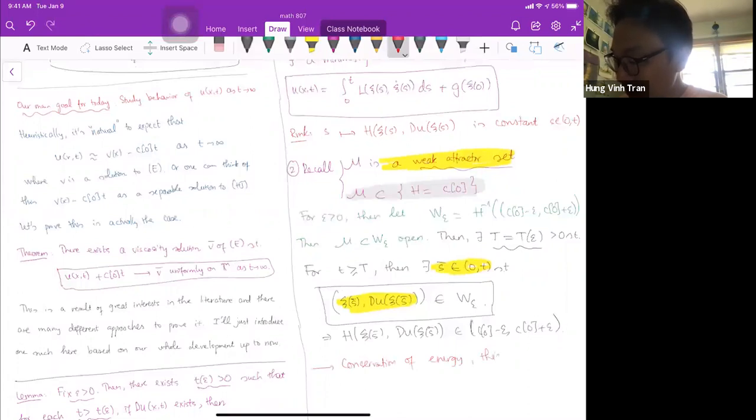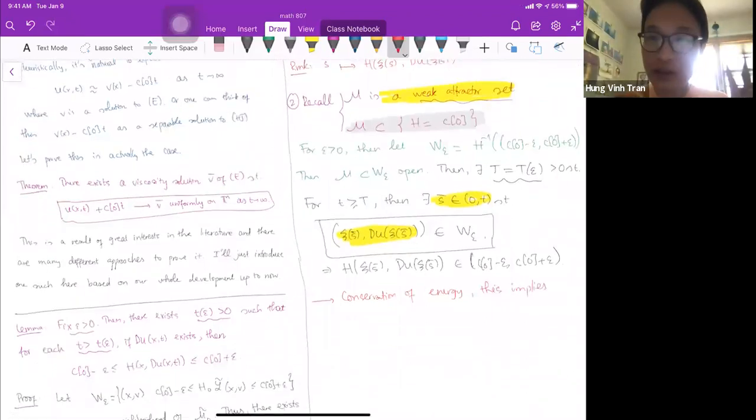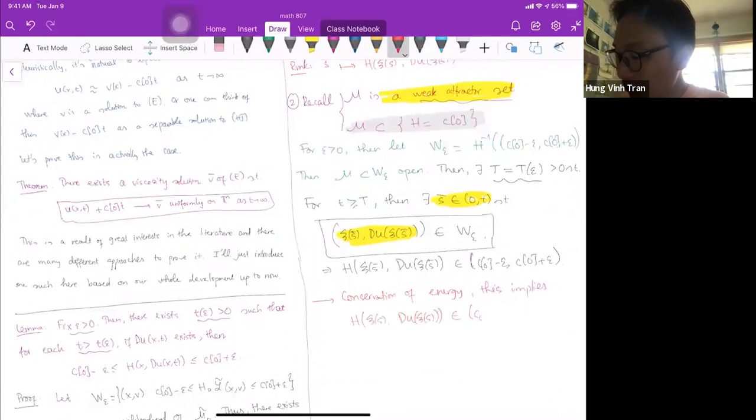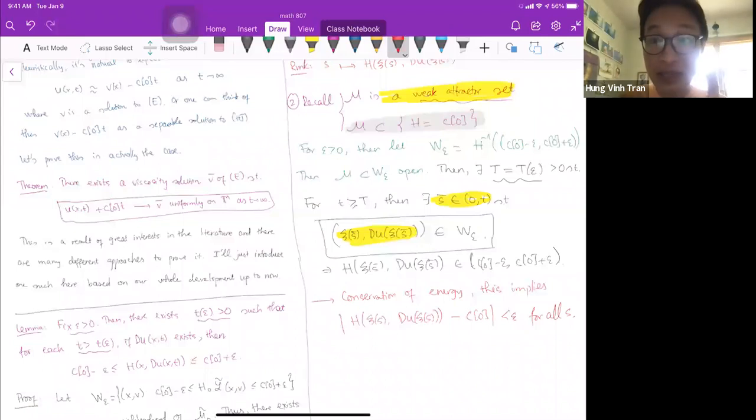Because of conservation of energy, this implies, again, this is actually the key point of all of Fathi's observation. You see, we can describe it in just one paragraph: we have that H of C(S), DU of C(S), minus C naught, is less than epsilon for all S. Now, why do I claim that we are done? Roughly speaking, you're going to see the proof.